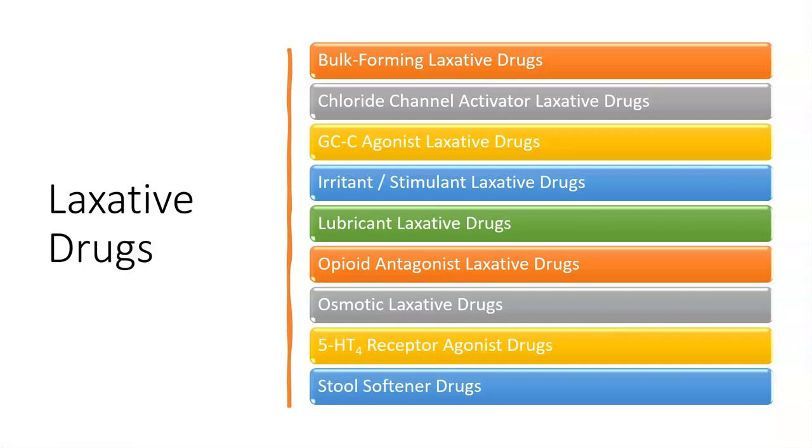And then we have laxative drugs. So there's lots of different kinds of laxatives. Again, what's the reason for the constipation? Do we need to get things moving really quickly? Can we take our time and get things moving along? So we have bulk forming, chloride channel activators. We have the GC-C agonists. We have irritant or stimulant laxatives, lubricant laxatives, opioid antagonists. Opioids are going to slow things down. If we block that, they're going to speed back up. Osmotic laxatives, 5-HT4 agonists, and stool softeners.